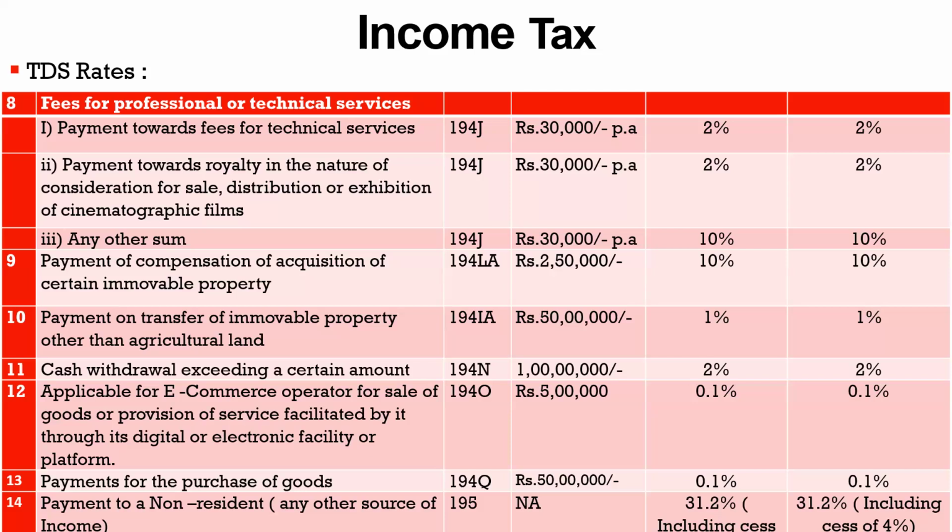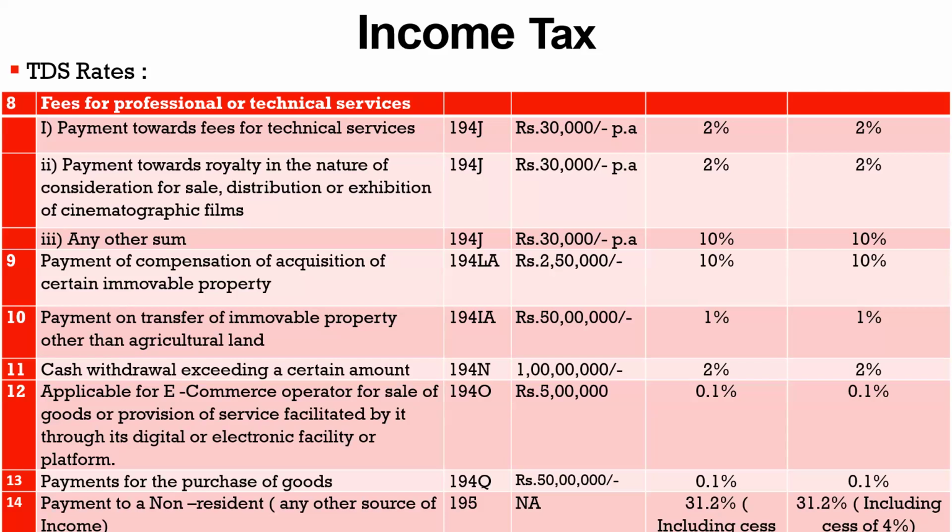The new section 194N was introduced last year, where TDS is charged by the bank in case cash withdrawal exceeds 1 crore. For e-commerce operators, for sale of goods or provision of service facilitated by them, it is 0.1%, on an amount more than 5 lakh.